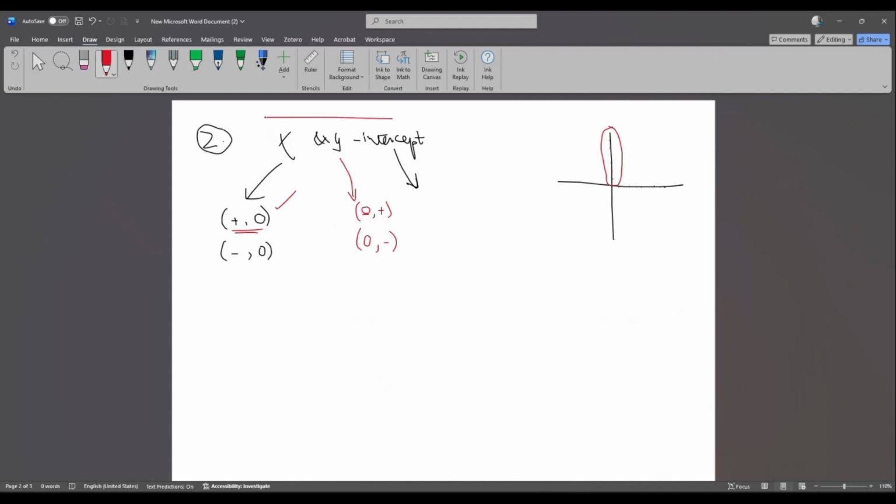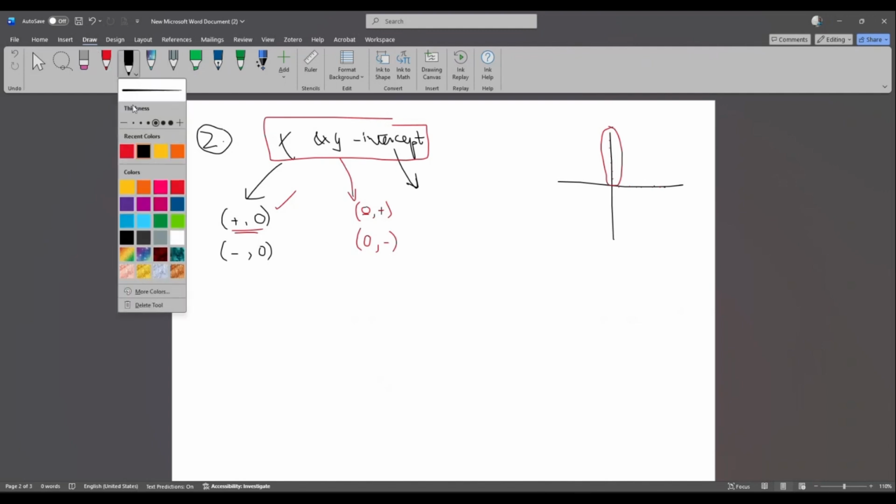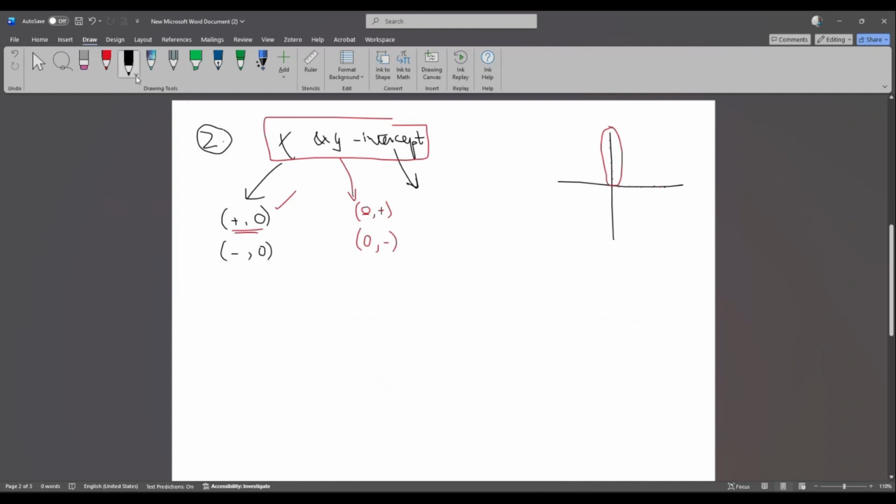So how can we use the x and y-intercepts to plot a particular linear equation and to find the ordered pairs that satisfy that equation? Let's take a very simple example. For instance, let's suppose something like this: 4x plus 2y is equal to 20.